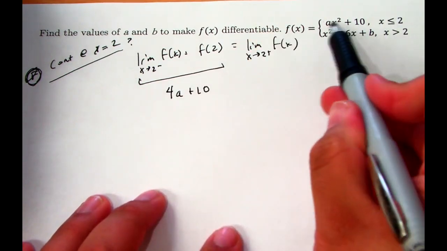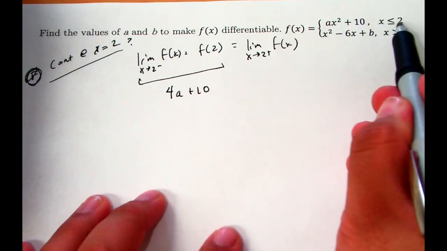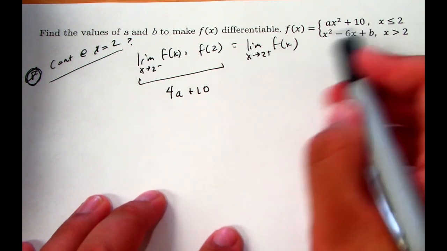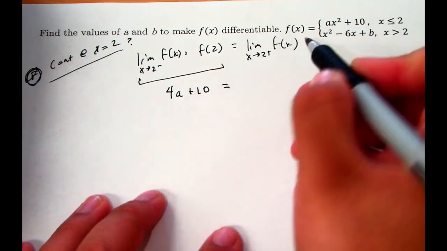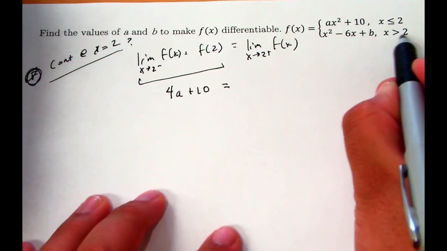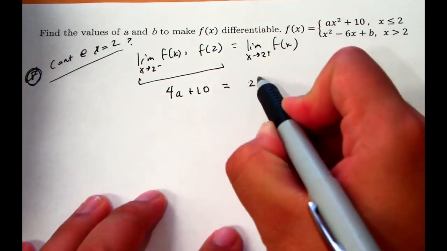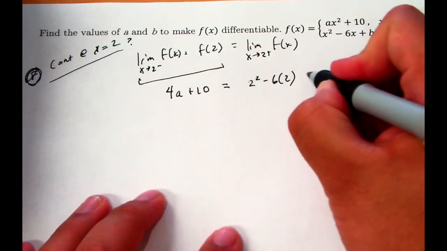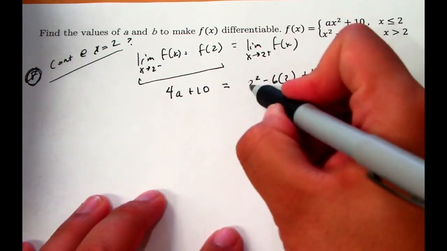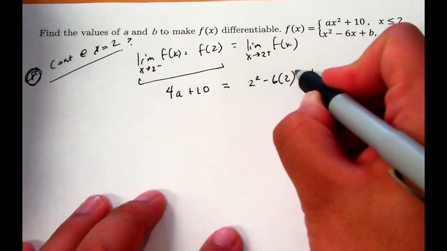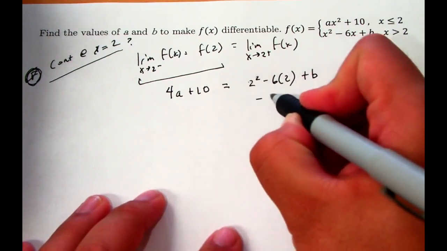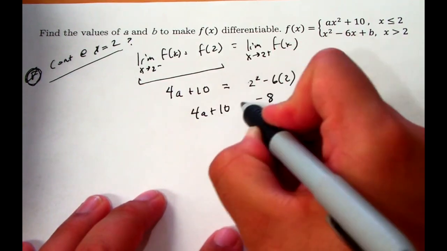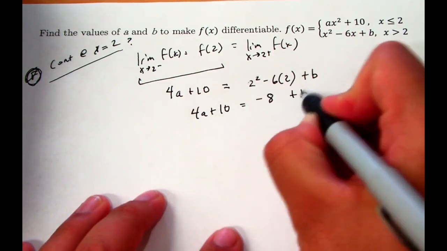It's very easy to mix up your a and your x squared. Remember, x is approaching 2, so we square the 2, and the a just comes along for the ride, plus 10. That needs to equal the other side, from the right, which is this function here. We get 2 squared minus 6 times 2 plus b. So this would be 4 minus 12, which is negative 8. So 4a plus 10 is equal to negative 8, and we have this plus b as well.